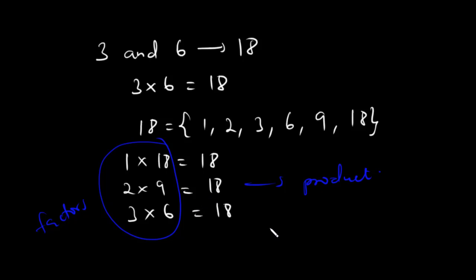Now let's solve some examples. So let's say we want to find the complete set of factors for 12. Let's start from 1. And of course, 1 is a factor of every number because any number is divisible by 1. So 1 times what number is equal to 12? 1 times 12 is equal to 12.